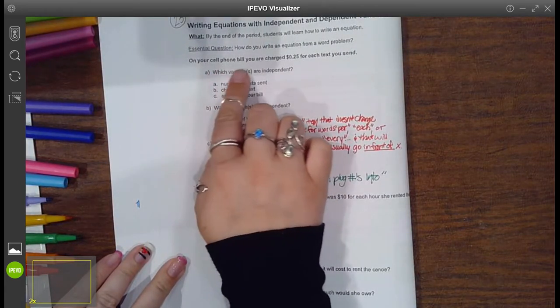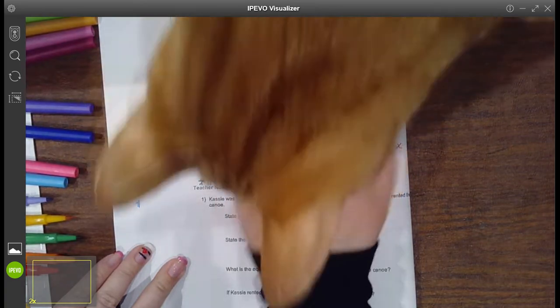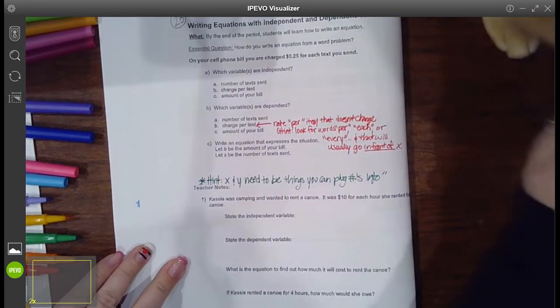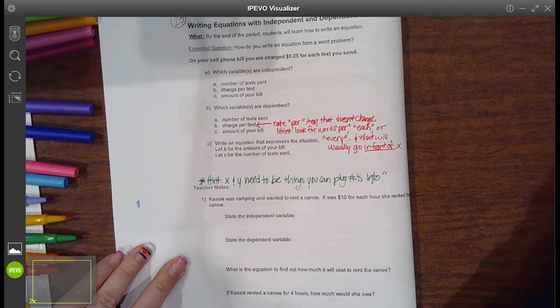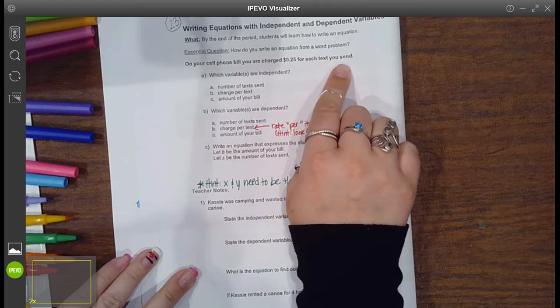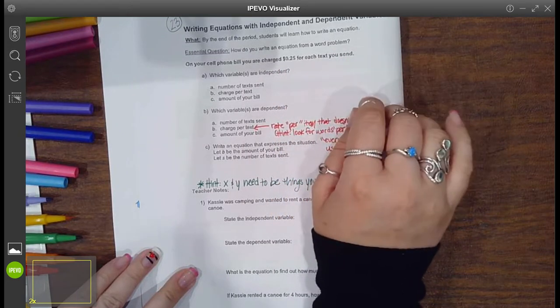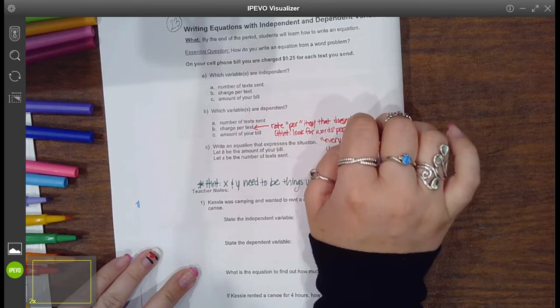On your cell phone bill, you are charged 25 cents for each text you send. Okay. This is before the day of unlimited. You used to get charged per text. Okay. And some people, like my one friend, still has this outdated plan. So 25 cents for each text you send. From here, they want you to identify the independent and dependent variable and write the equation.